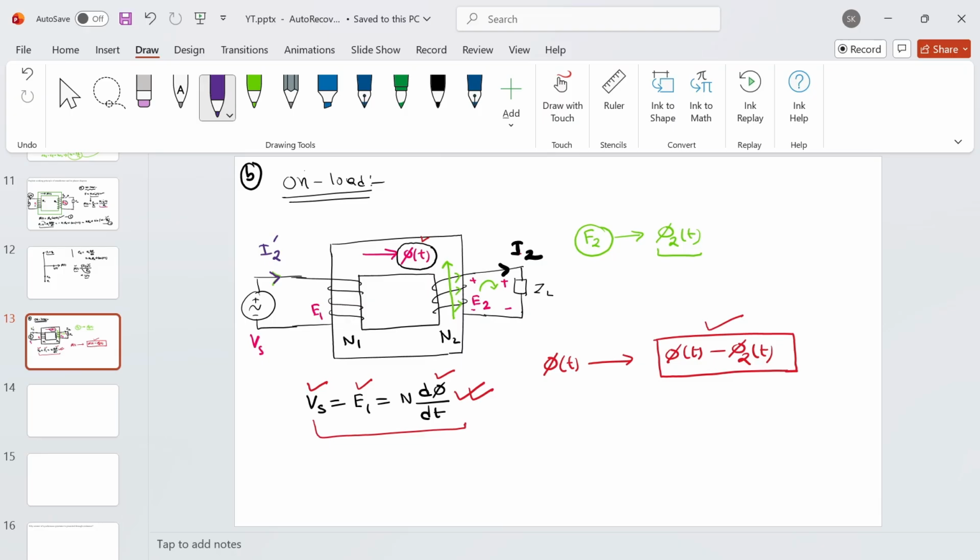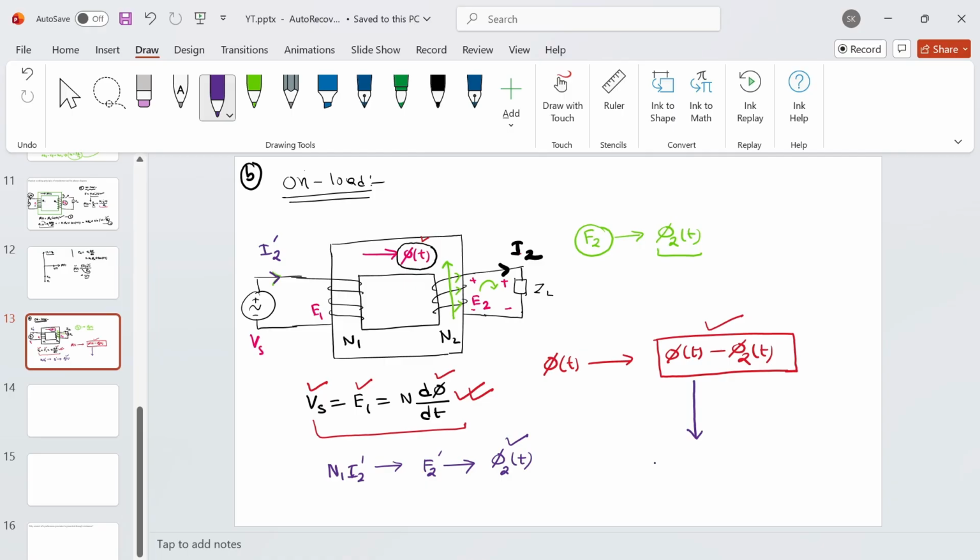Okay, this I2 prime current will flow through the N1 turns, and N1 and I2 prime current will produce an MMF, that is F2 prime. This F2 prime will produce a flux, phi 2 prime, and this will basically try to aid the main flux. So what will happen after getting this extra amount of current from the source?